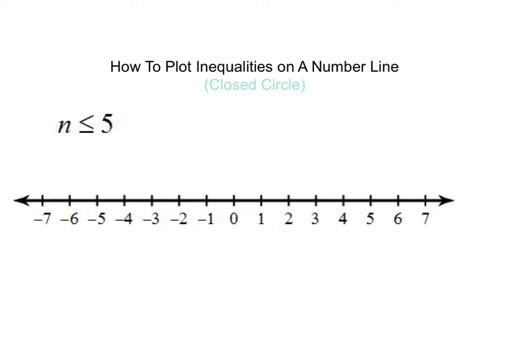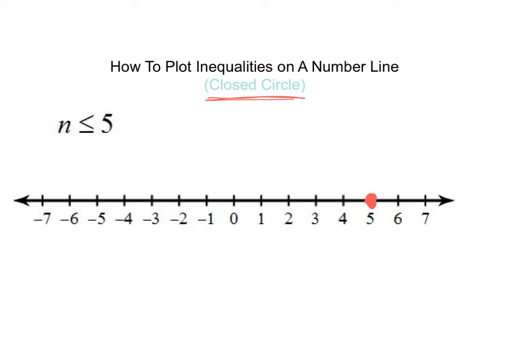Now we have n is less than or equal to 5, meaning that we're also going to include the number 5 as a possible answer choice. So I will have a closed circle. I will go to the number 5, circle it in, and now less than or equal to.